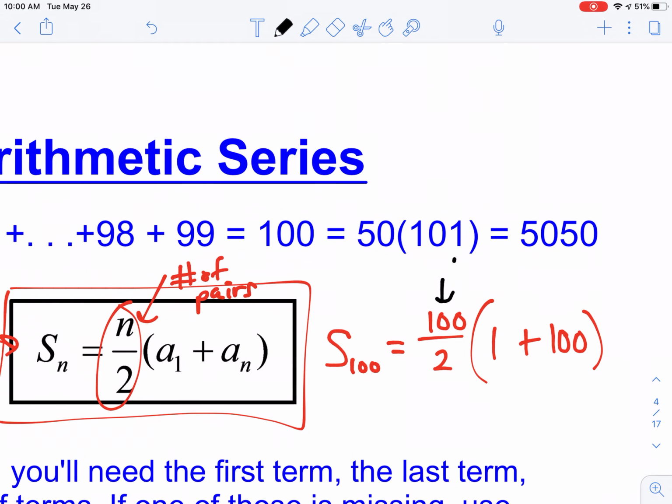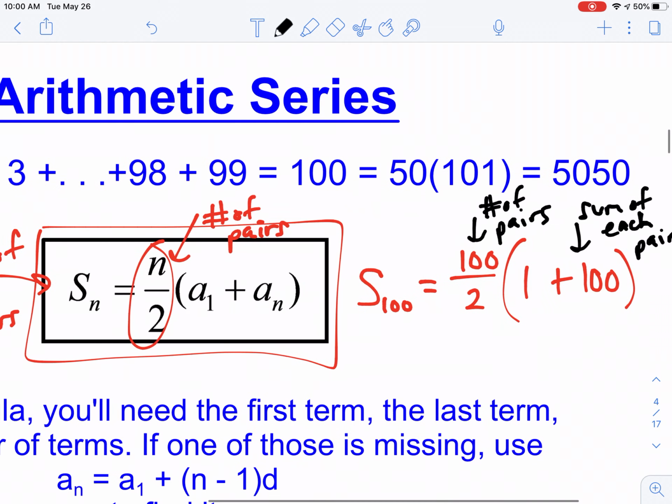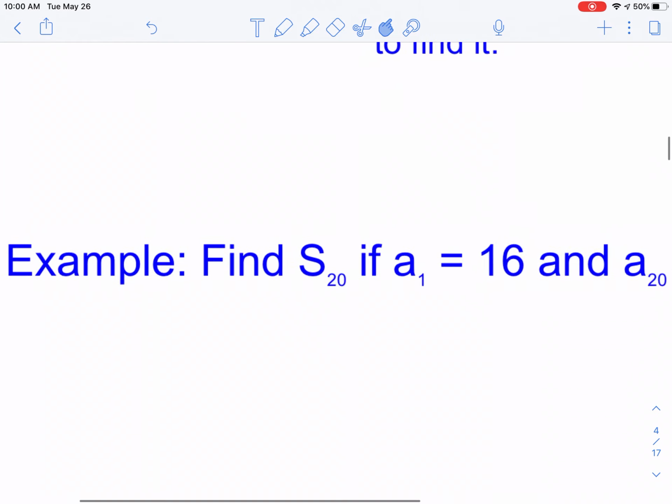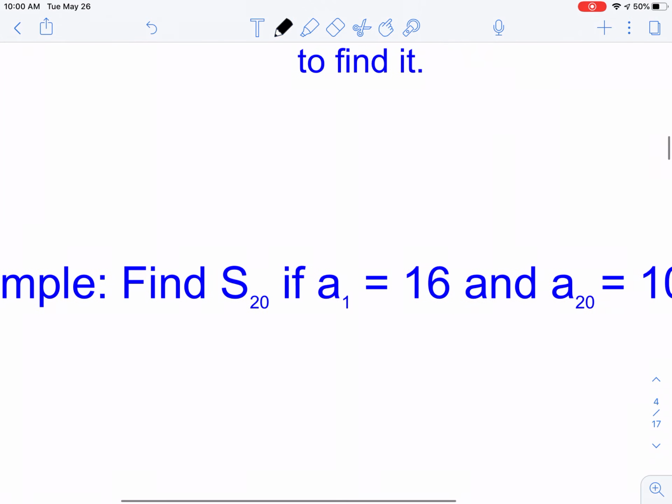And that gives us the sum of each pair. See, that's what this formula is. This is the number of pairs right here. This is the sum of each pair. Multiply them together, you get the total sum. That's it. That's the whole lesson. That's the whole formula.